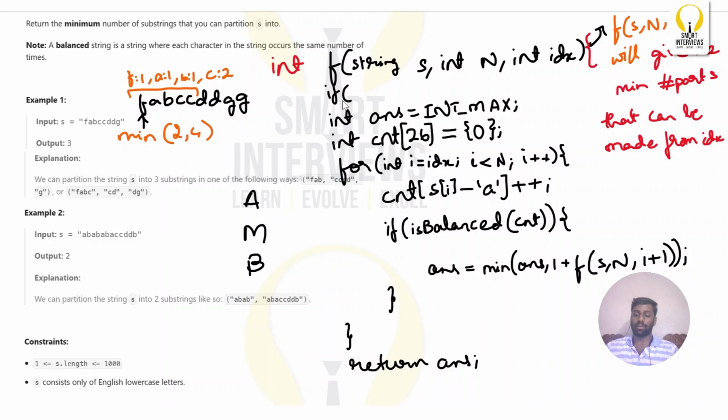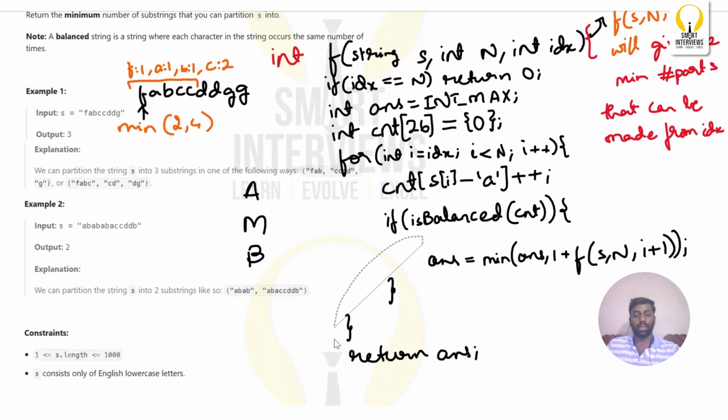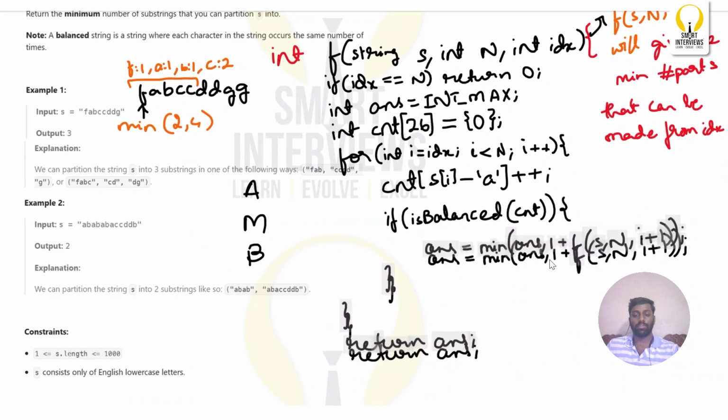It means that I have partitioned the entire string, and now I am at a point where the string has ended. So if I am at the end of the string, that is if index is equal to n, then I simply return what? I need not make any partitions from here, so I return 0. With this, my entire recursive function is done.